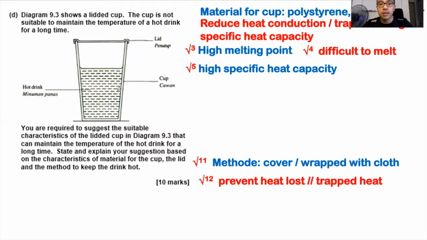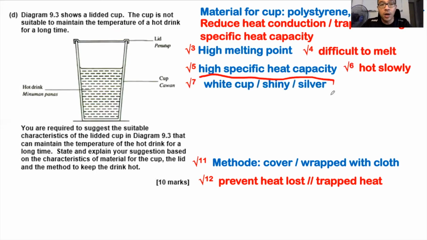Of course, the most important characteristic is that the material must have high specific heat capacity. Why high specific heat capacity? So that it will become hotter slower. Okay, or so that it will cool down slowly. Okay, point number 7, we want to use a cup that has a white color.